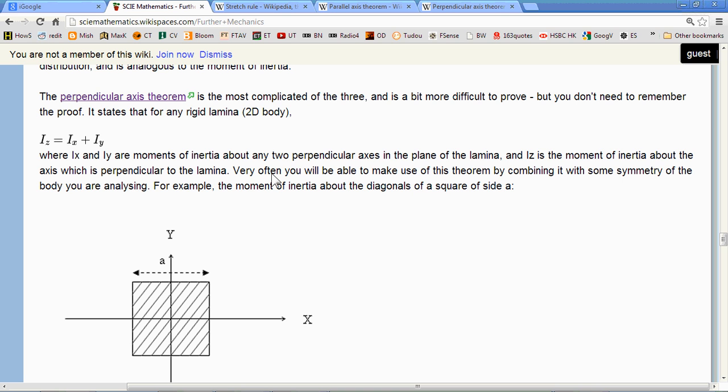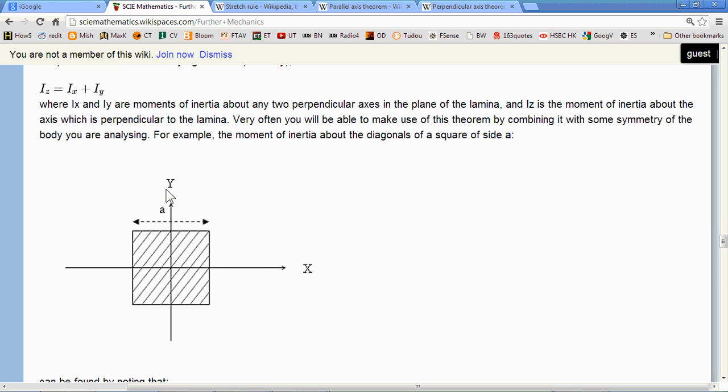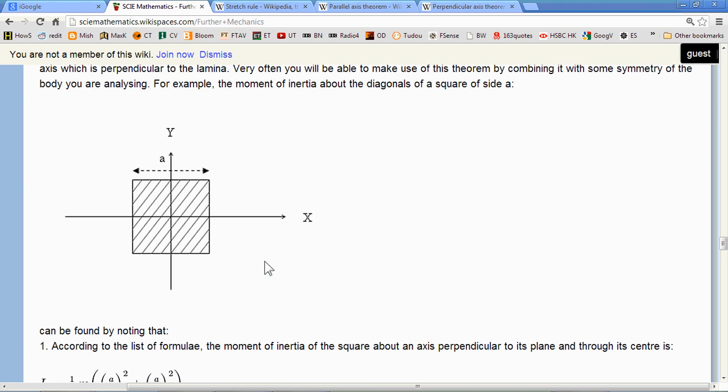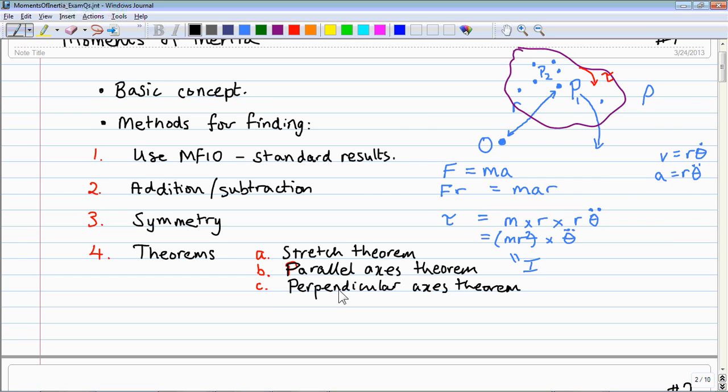Okay. As I mentioned here, very often you will be able to make use of the theorem by combining it with some symmetry of the body. So notice here the axis y and the axis x are equivalent. So by the symmetry of this square you can see that I_x and I_y will be the same thing. So actually I_z will be equal to 2I_x. Okay, I think we now have done all the theory. There are some other things about how we combine moment of inertia with equations of motion, but I'll illustrate that as I go through these two questions.